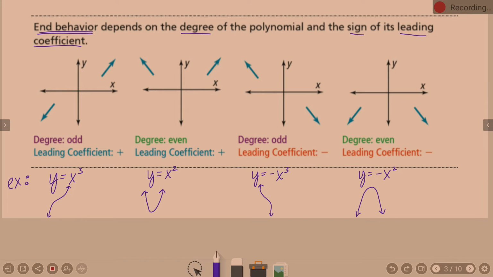so odd degree, if it's positive, it starts down, it ends up. An even degree, if it's positive, it's going to start up and end up. An odd degree, if it's negative coefficient, this time it's going to start up and end down. Even degree, if it's negative, it's going to start down and end down. Okay? That chart is a chart that will be very helpful as you work to get this figured out. Okay?